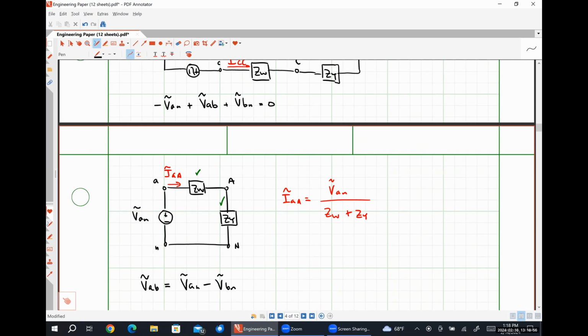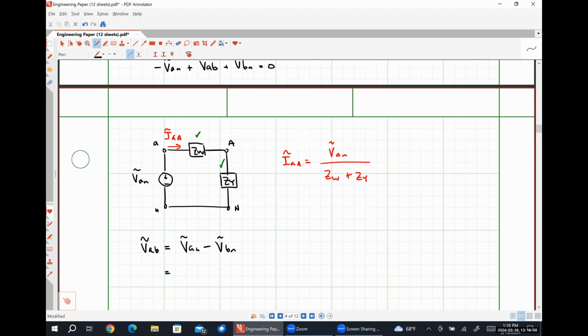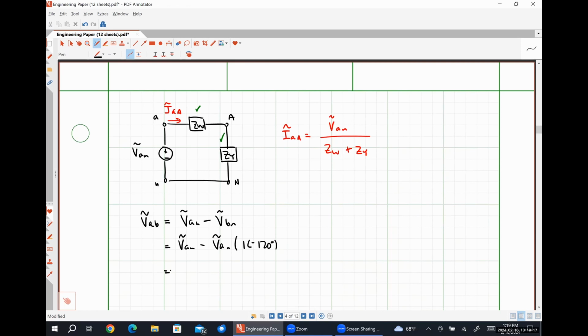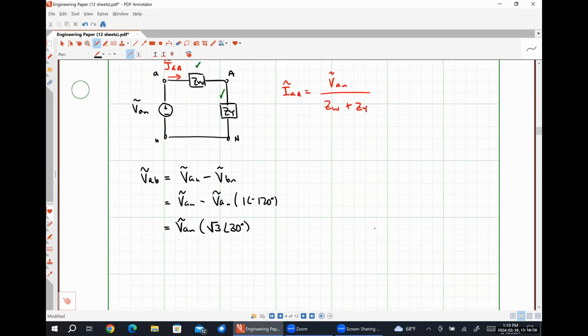Just move stuff around. And recognizing that we have a balanced source, this is going to look like VAN minus VAN times 1 angle negative 120 degrees. We've already done this. So this is just VAN times √3 angle 30 degrees.